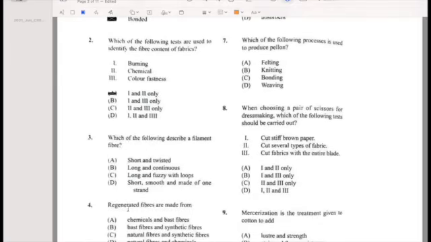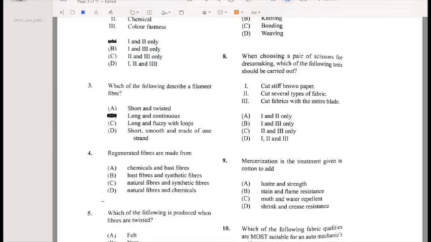Which of the following describes a filament fiber? And if your answer is B, then you are correct. Let's highlight that one. Number 4, regenerated fibers are made from what? And they gave us 4 options again. And if your answer is A, then you're correct.